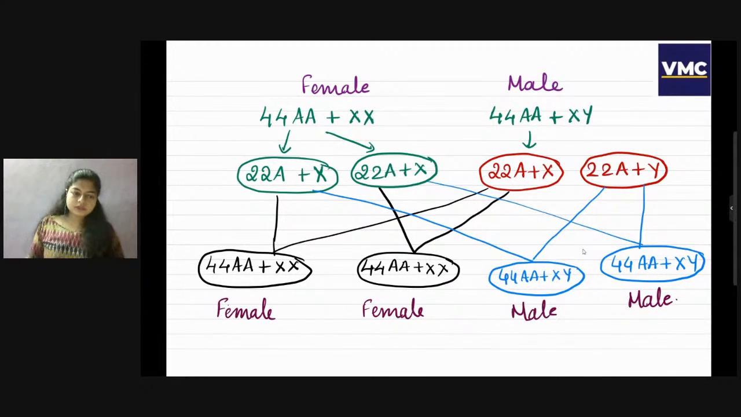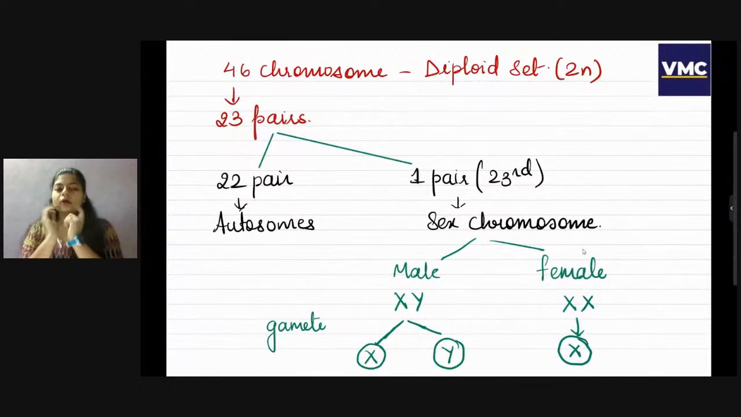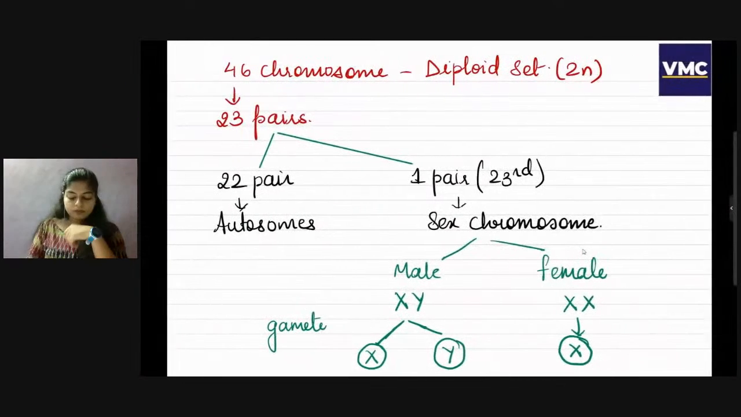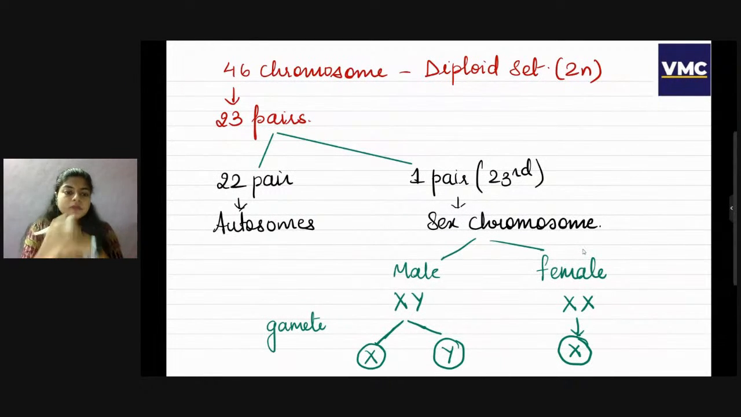Okay, so two individuals can be formed as females and two individuals will be males after the cross of a female and a male gametes. Okay, this is about the sex determination. Okay, two types of chromosome will be there.